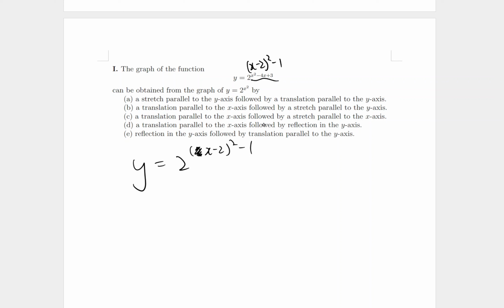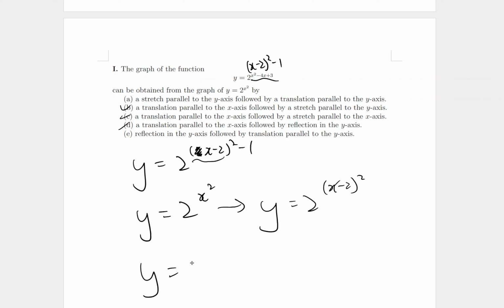Okay, so we're starting with 2 to the x squared, right? So let's try to make the x minus 2 first. When we go from x squared to x minus 2 squared, what basically happens? The graph gets shifted to the right by 2 units. So the first step has to be a translation parallel to the x-axis. So B, C, and D are candidates, right? Now, what on earth does the minus 1 do, though?